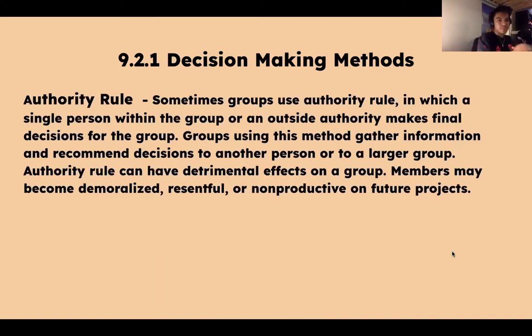And so the next decision-making method would be the authority rule. Sometimes groups use authority rule in which a single person within the group or an outside authority makes final decisions for the group.